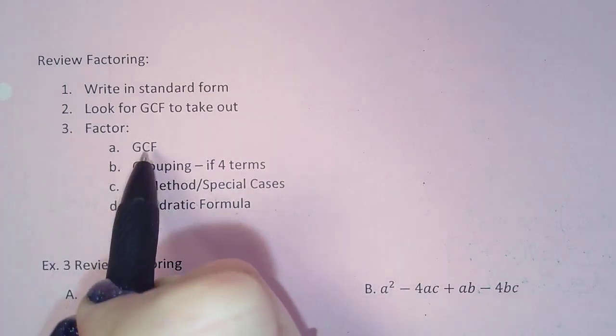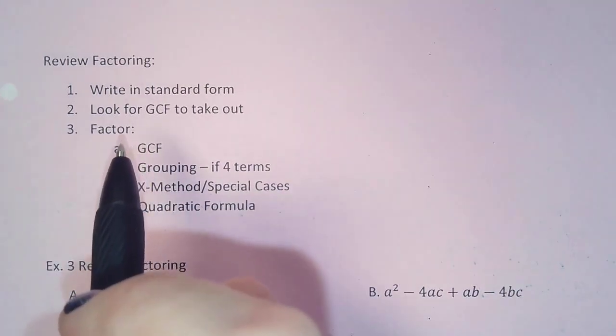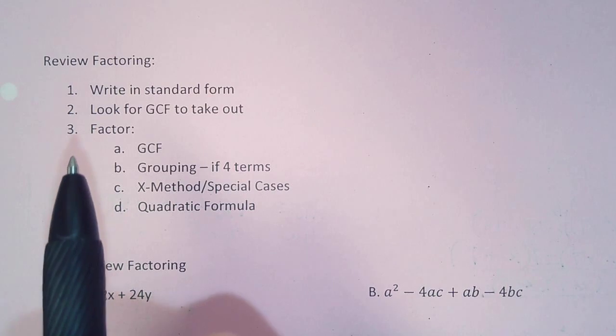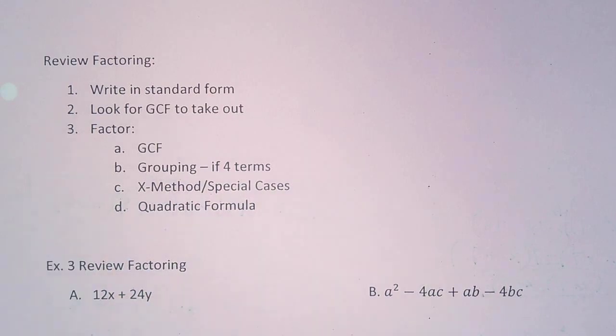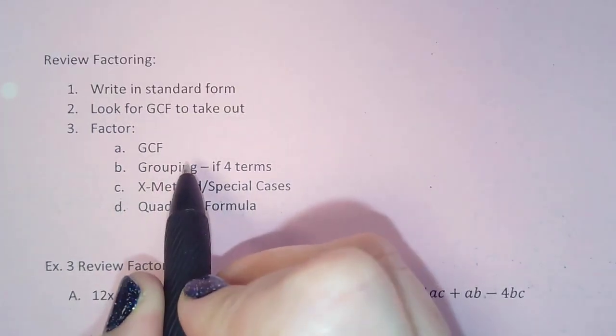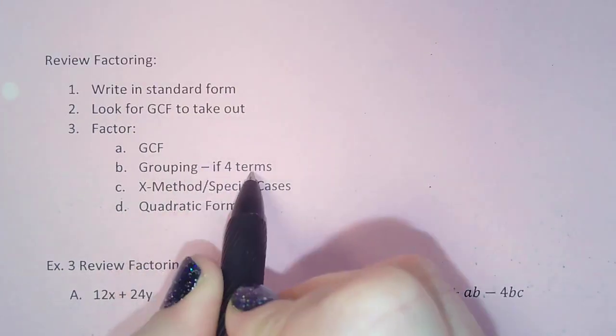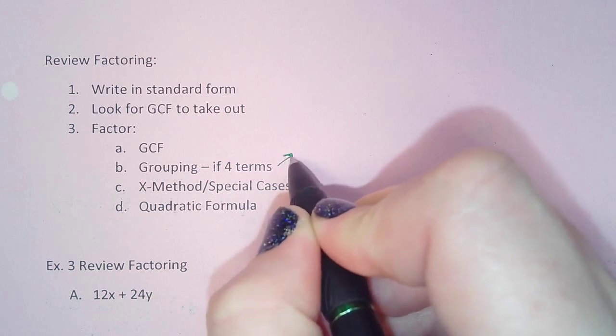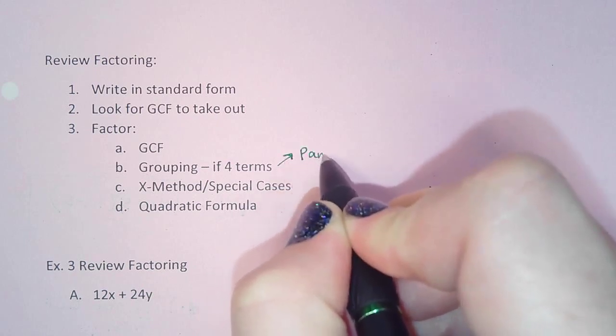So GCF, when are we going to use GCF? We're going to use this when we have usually like 2 terms, or when we can only divide out a number and maybe a letter. Grouping, we use this when we have 4 terms. So remember, this is the parenthesis party.